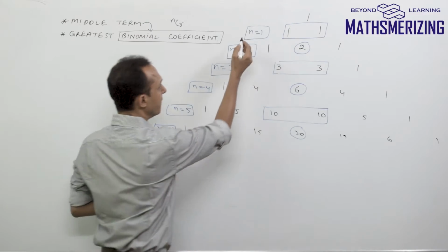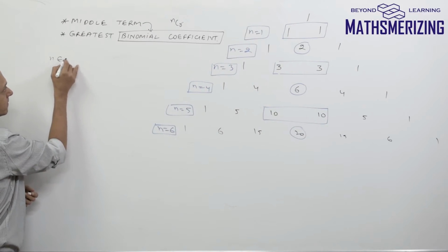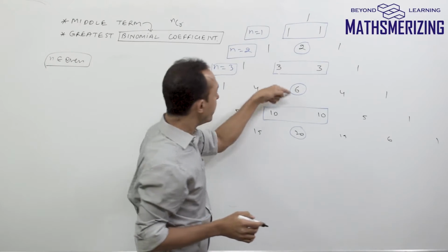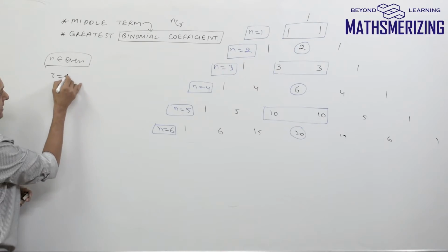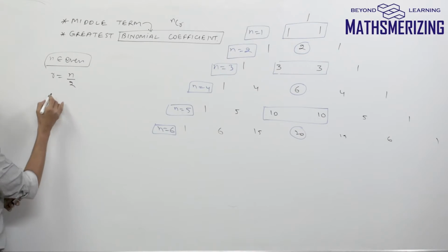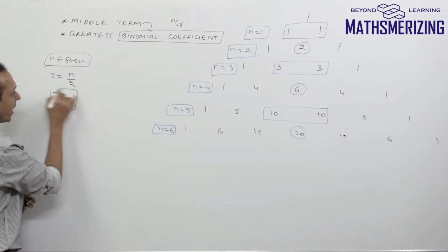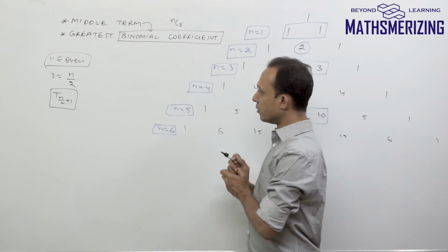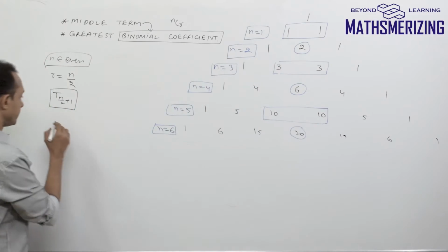Now we know that when n is even, in that case there is only one middle term. So here the value of r is given by simply n by 2, and the term will be simply t n by 2 plus 1. So there will be only one middle term, and that middle term is given by t n by 2 plus 1.